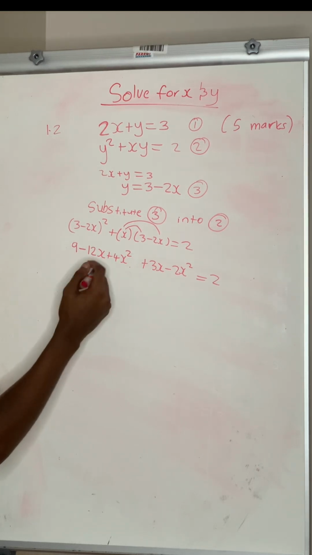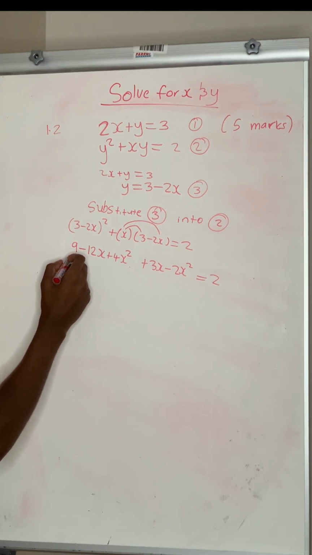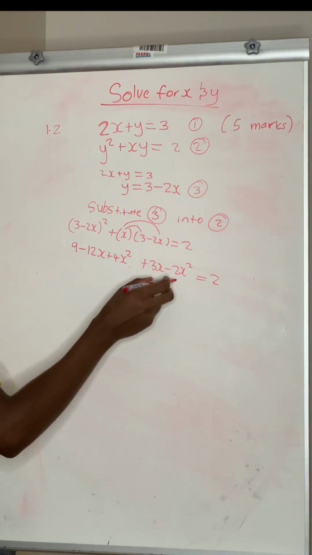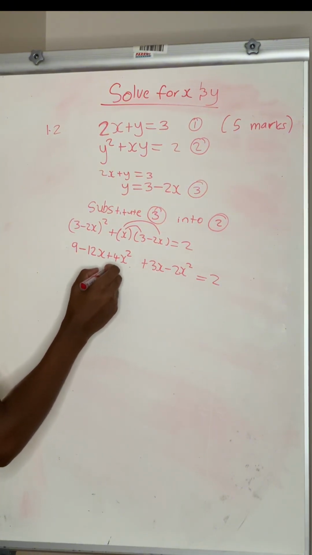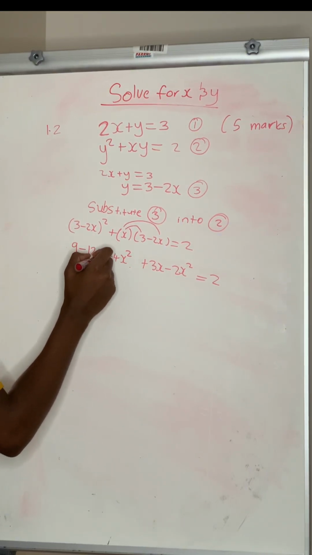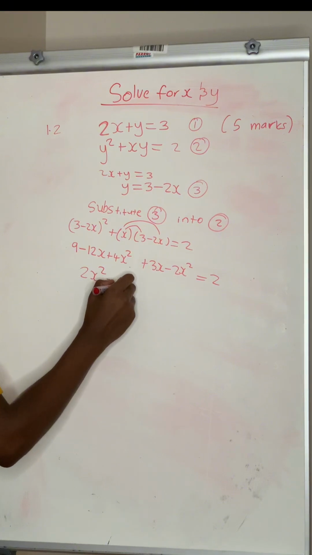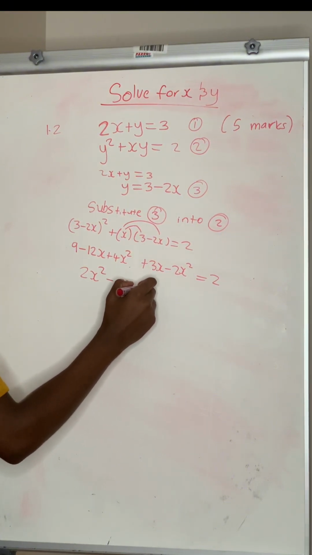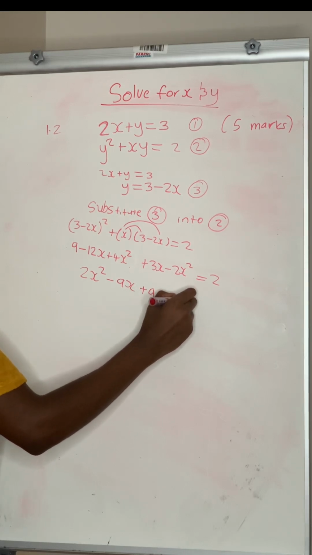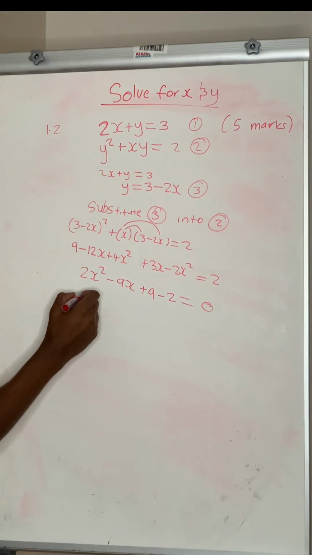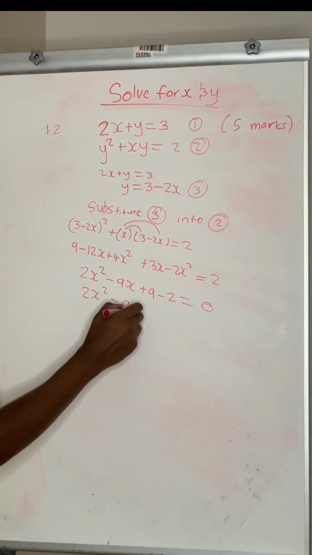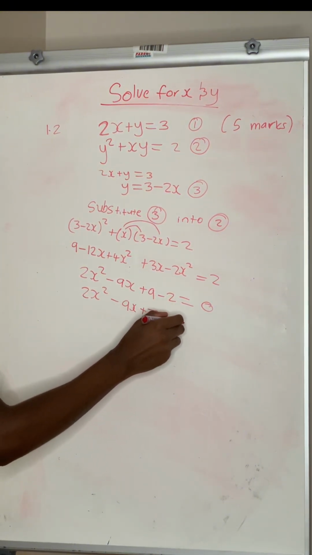So let's see if we have any like terms. Negative 12x plus 3x, that is negative 9x. 4x squared minus 2x squared, that is positive 2x squared. Negative 12x plus 3x, that is negative 9x, and then positive 9. You take this 2 across the equal sign, it's going to be minus 2 is equal to 0. And then 2x squared minus 9x plus 7 is equal to 0.